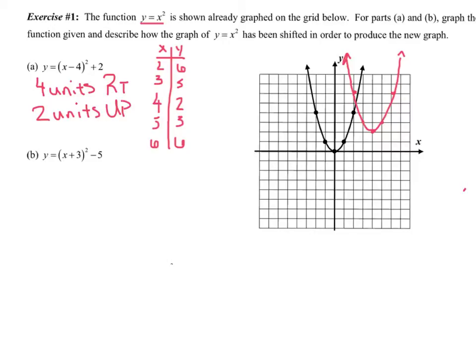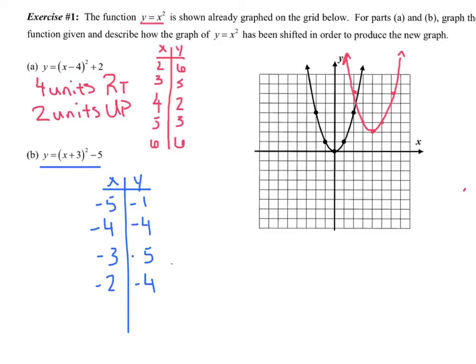Now we're going to try another function here. Again, I typed it into my calculator just the way that I see it. I didn't FOIL it out or anything. I scrolled up and down the table until I identified my vertex. I got a vertex at (-3, -5), and then I filled in some other points. I grabbed a couple points to the left, (-4, -4), and then I grabbed (-2, -4) and (-1, -1). I'm going to go ahead and plot those as well, and graph my parabola as smooth as I can, something like that.